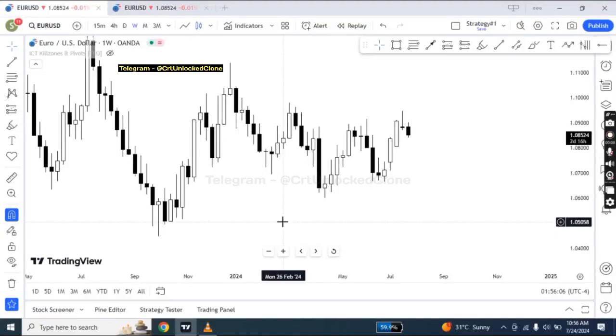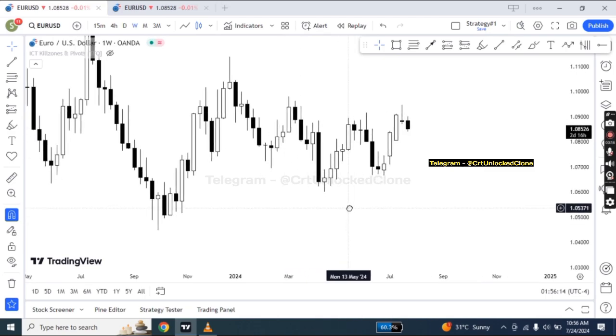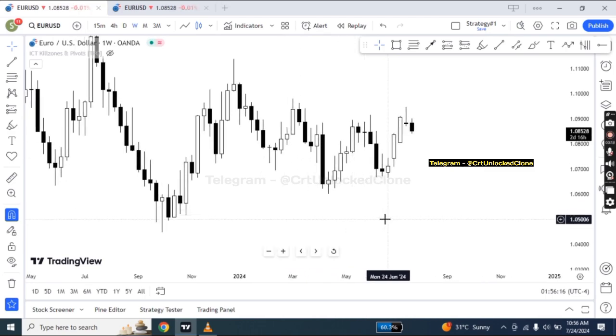Now I'm going to start off this breakdown on the weekly time frame because that's where the whole higher time frame thought process started from. So let's go ahead and discuss what was the overall thought process and analysis on the weekly time frame.